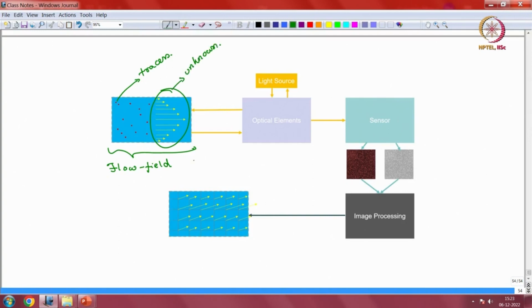So, even though I have drawn arrows like this, we do not know these arrows or the value of these arrows a priori. The entire idea is to figure out what this flow profile looks like. To do that, we have to select the proper optical elements, and I will tell you what the optical elements are when I show you particular examples, and we have to select the proper light source. So, the light source sends light via the optical elements to my tracers.